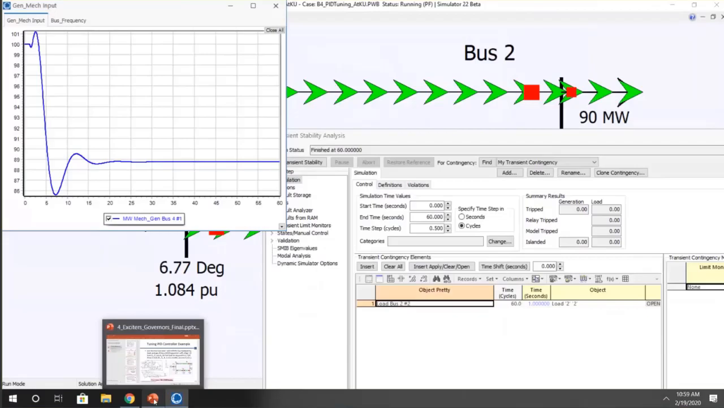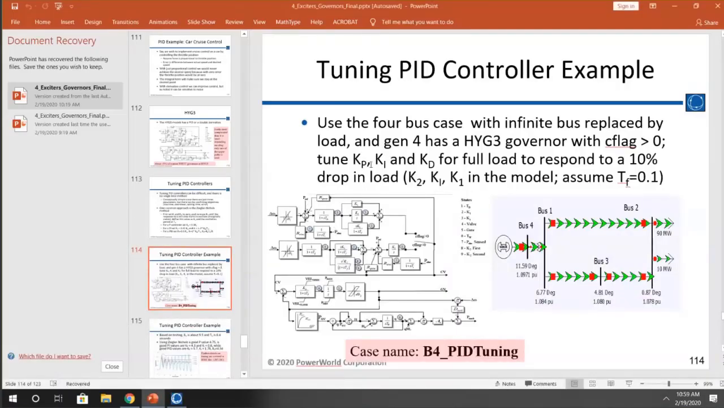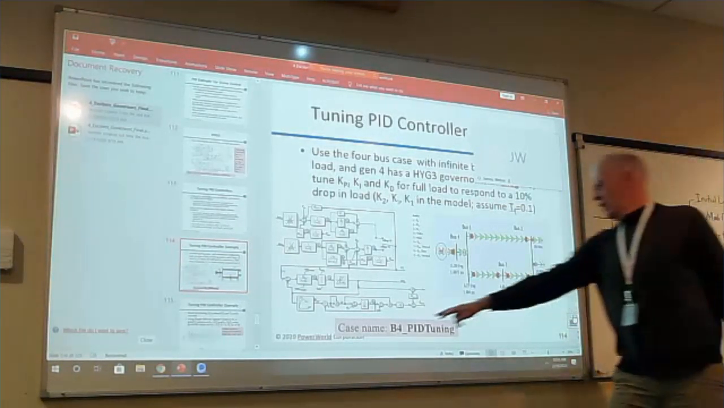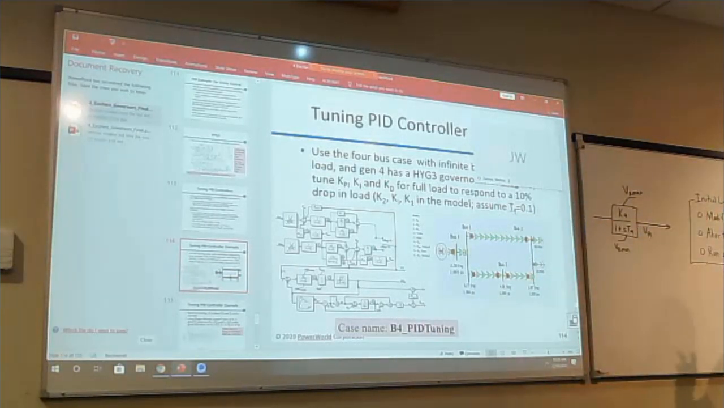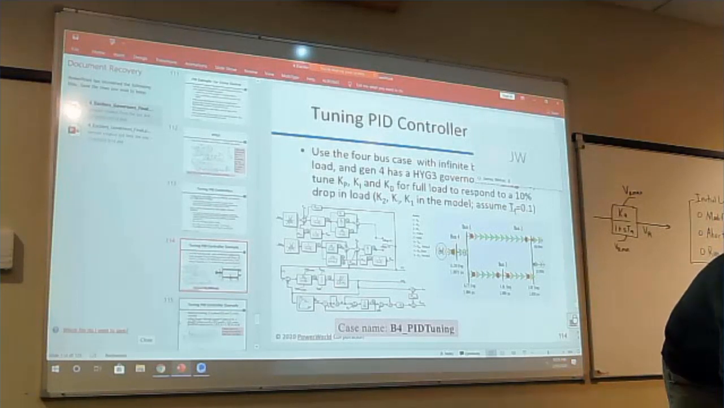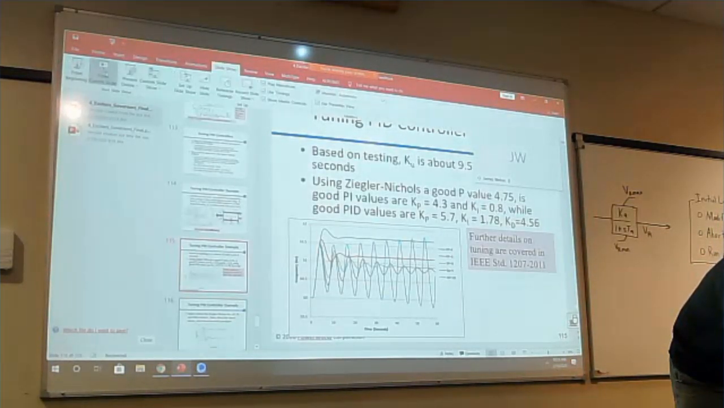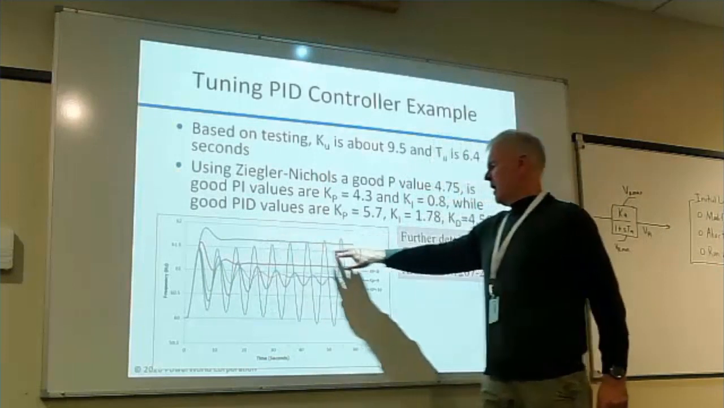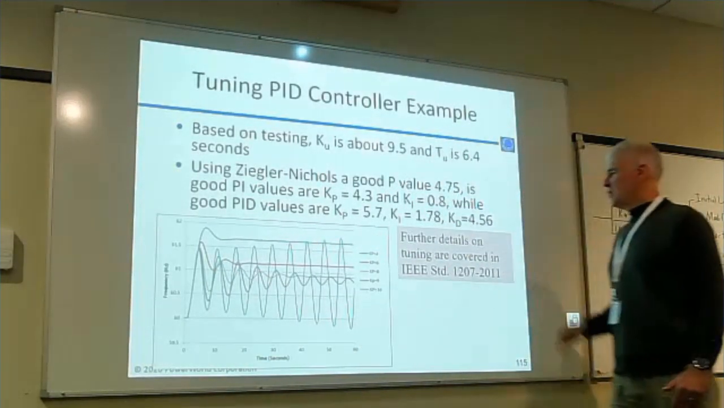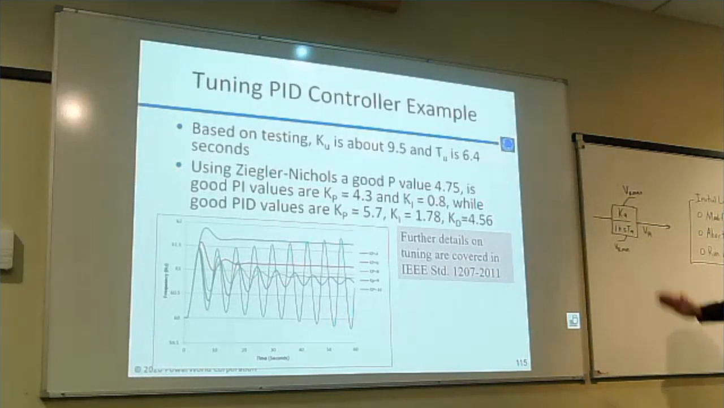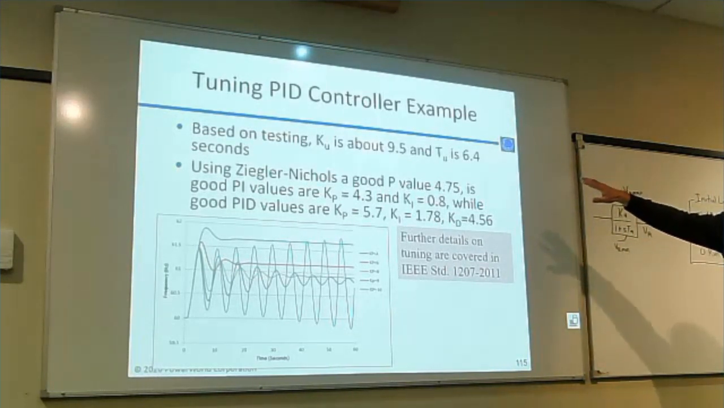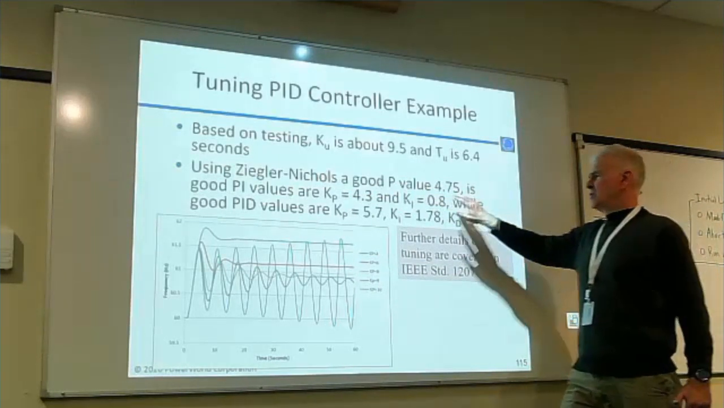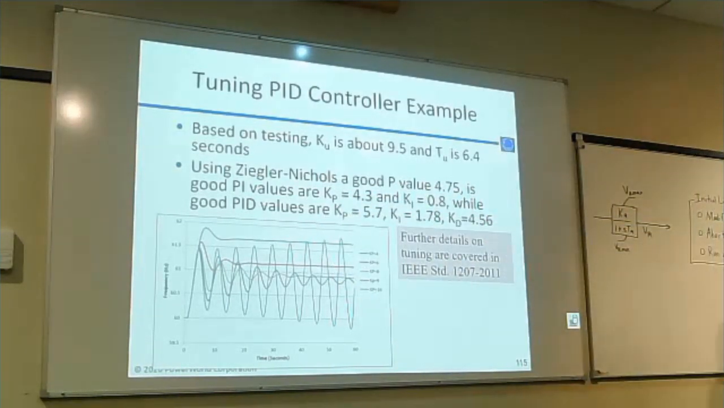But you will still get an error. If you add in the Ki and Kd values, which I did in the B4_PID tuning case, you'll see that you get a better response. And what I show you on the next slide here is the frequency response for various values of Kp, and it also shows the ultimate value. If we implement a P controller, a PI controller, we would get these values, and for a PID controller, we would use those values there.